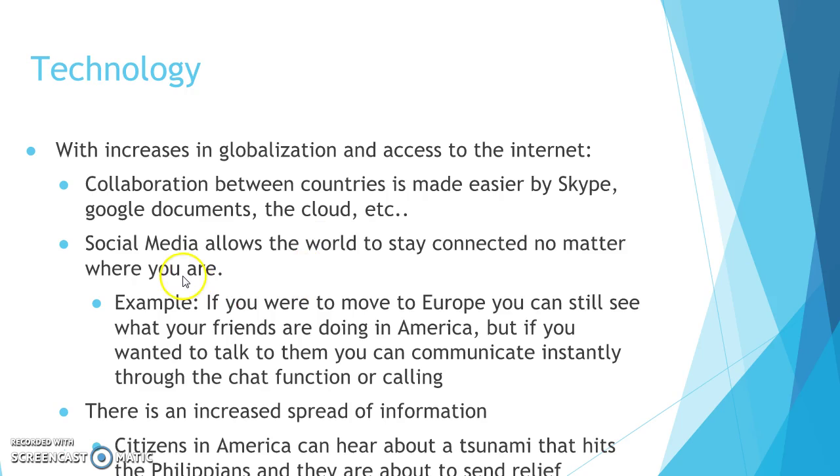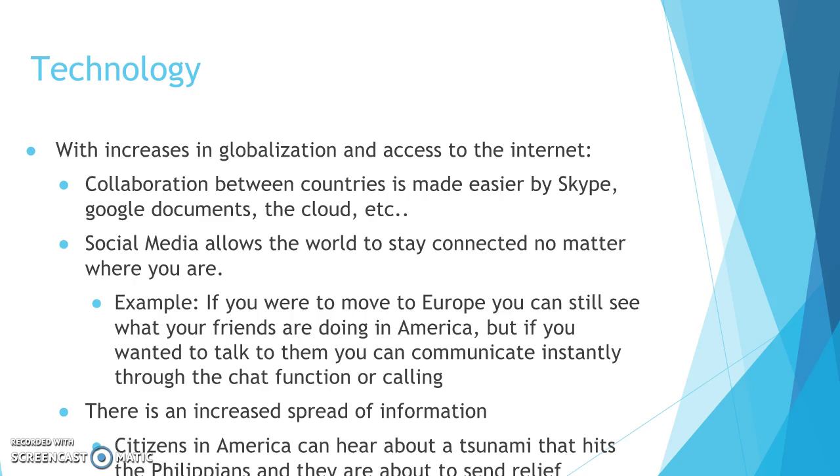Social media, as we talk about a lot in class, allows the world to be more connected, no matter where you are. You have instant access on your phones and tablets, etc., so you can access information at any point. For example, if you were to move to Europe, you'd still be able to keep in touch with your friends in America, because you'll be able to follow them on social media, but you also would be able to talk and communicate with them instantly through different chat functions and Facebook Message and Skype and WhatsApp and different applications like that, because of this increase in globalization.